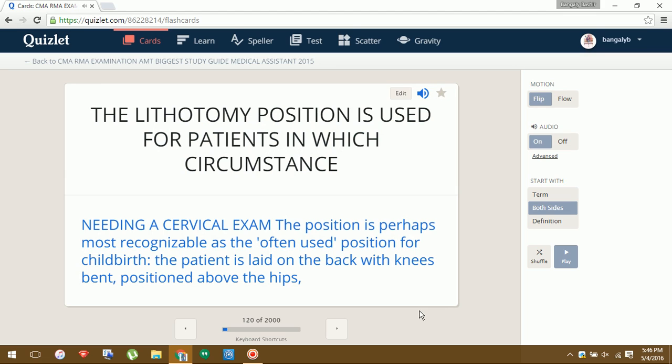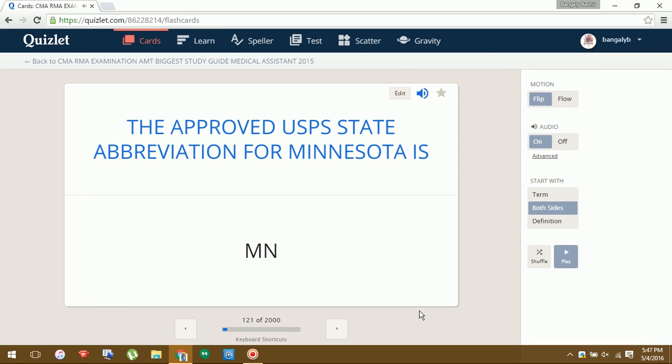Needing a cervical exam. The position is perhaps most recognizable as the often used position for childbirth. The patient is laid on the back with knees bent, positioned above the hips. The approved USPS state abbreviation for Minnesota is MN.